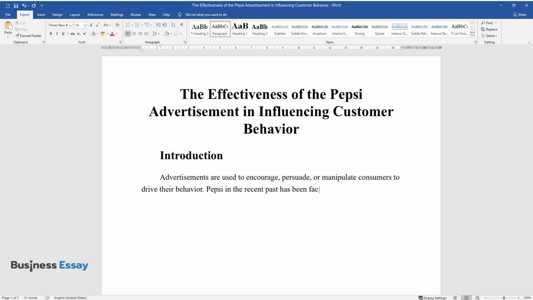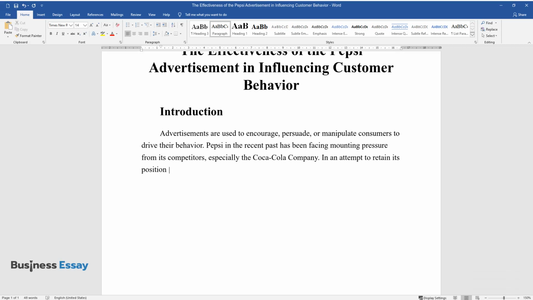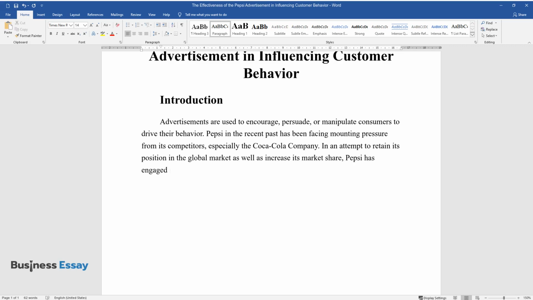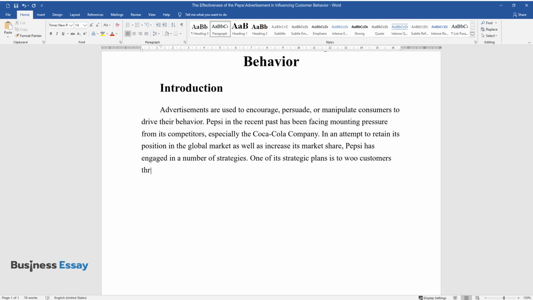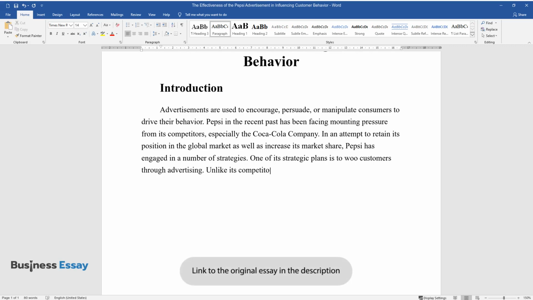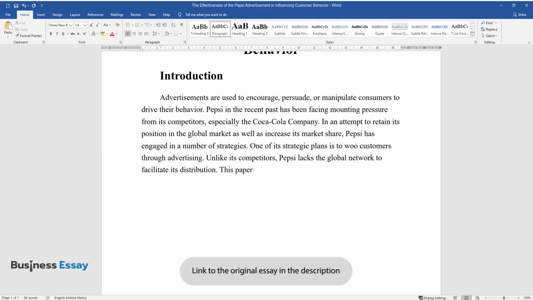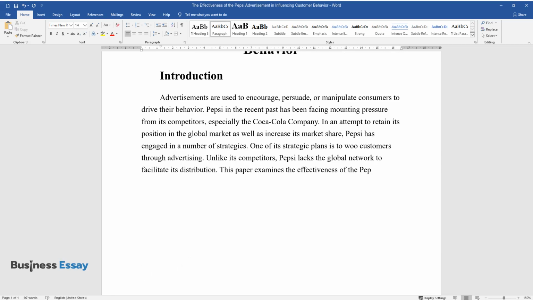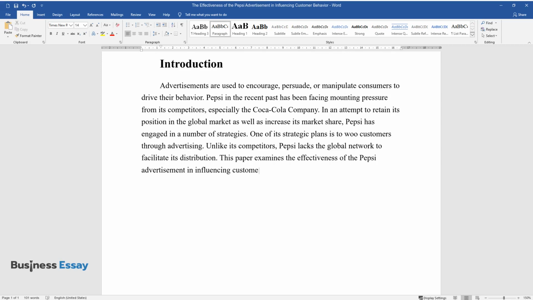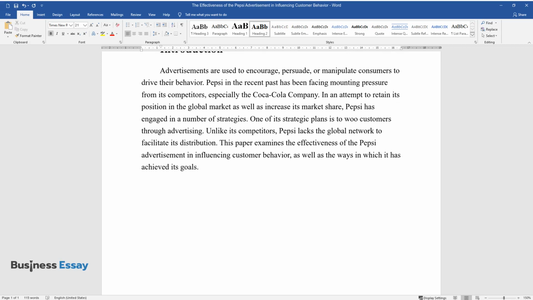Pepsi in the recent past has been facing mounting pressure from its competitors, especially the Coca-Cola Company. In an attempt to retain its position in the global market as well as increase its market share, Pepsi has engaged in a number of strategies. One of its strategic plans is to woo customers through advertising. Unlike its competitors, Pepsi lacks the global network to facilitate its distribution. This paper examines the effectiveness of the Pepsi advertisement in influencing customer behavior, as well as the ways in which it has achieved its goals.